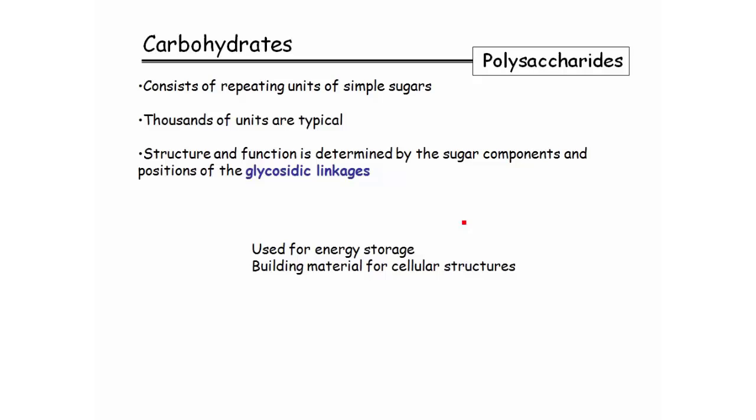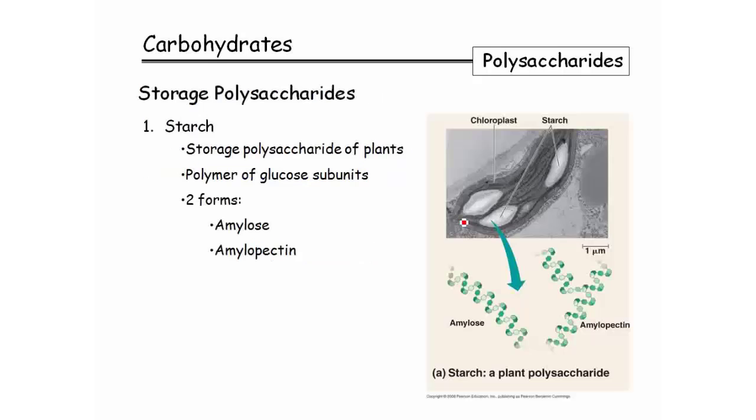So if we look at a few examples of these, one of the biggest examples that we have is what we call starch. You've probably heard of starch before. Starch is an important component of many of the foods that we eat, so of potatoes, rice, wheat, to name a few. Notice that all of those things that we've listed are plant-based products. That's because starch is a storage polysaccharide that is manufactured by plants.